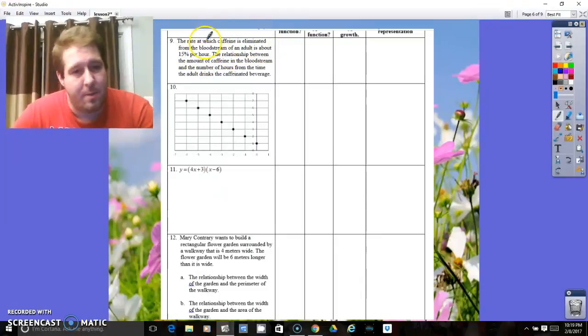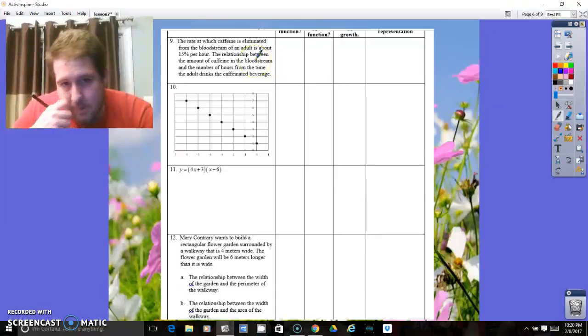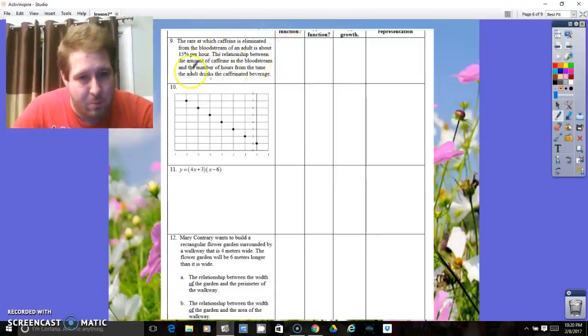The rate at which caffeine is eliminated of adult is about 15% per hour. Now, you're going to notice that exponential growth and decay is the only time when we've done that it has percent involved. The relationship between the amount of caffeine in the bloodstream and the number of hours from the time the adult drinks the caffeinated beverage. So that's going to be exponential because we're talking about percent of change, which means you're multiplying, geometric sequence.